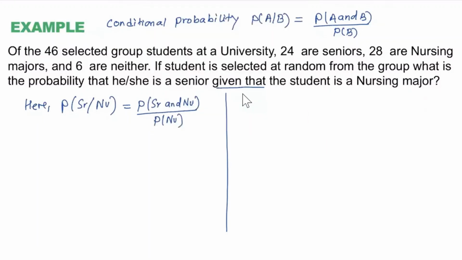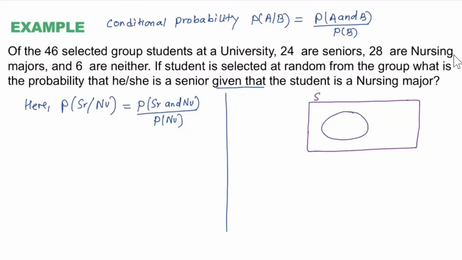Let's draw the Venn diagram. As I told you earlier, if you draw a rectangle, that rectangle represents the sample space S, which is equal to 46 students in this case. And here we are talking about senior students and nursing students. So suppose this circle represents senior student and this one represents the nursing students.